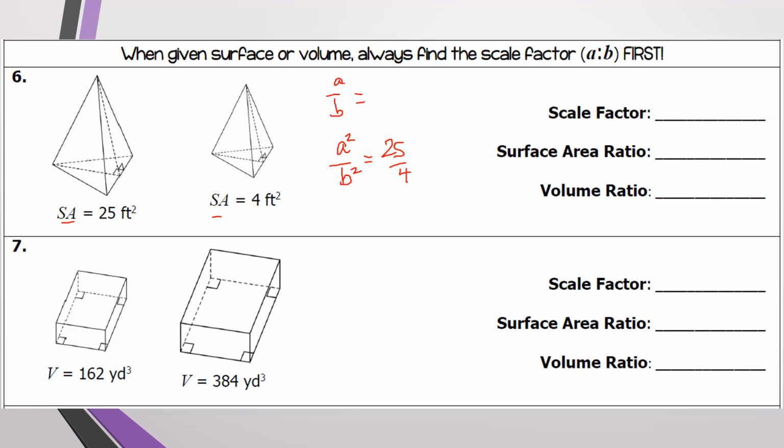How would I undo this square? Well, I would square root. So if A squared equals 25, and I square root both sides, A is 5. And if B squared equals 4, then I could square root both sides, and B would be 2. So now I know A over B. Oops, 5 to 2, not 2 to 5.